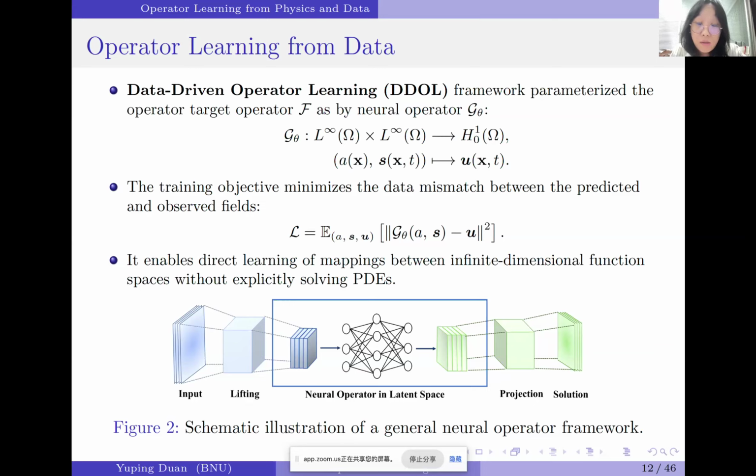For this case, the neural operator learns the mapping from the input functions, such as the coefficient and the source field, to the solution field. Training minimizes the data mismatch between the predicted and observed fields. Usually, the squared L2 error is used here. Once trained, the operator can predict new solutions directly without solving the PDE again.